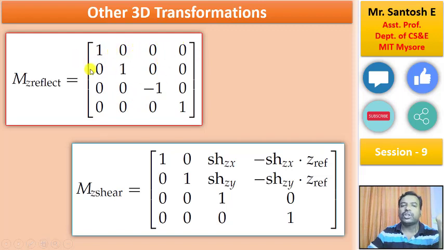So for the reflection, the X and Y values will be intact, and the value of Z will be inverted to form the reflection, keeping the XY plane as the reference plane, or keeping the X and Y axes as the reference axes. Fine. So in such a way you can form any type of reflection by modifying the values as you need.